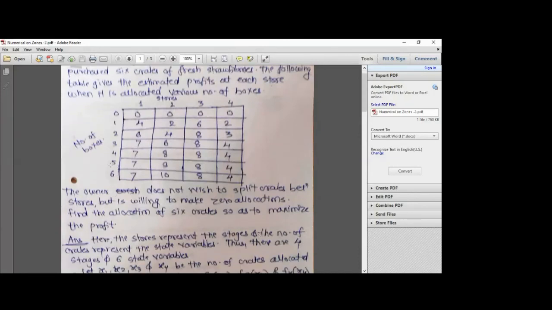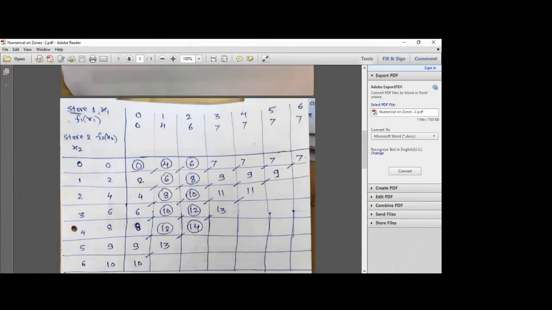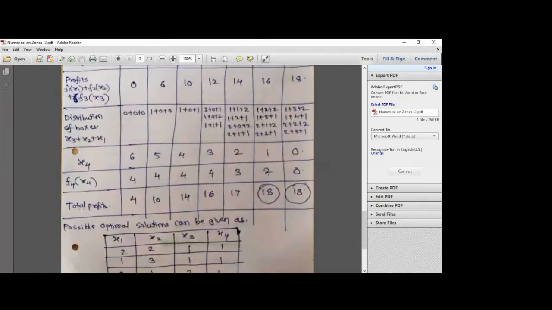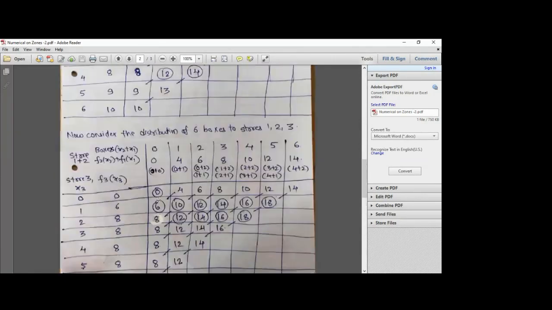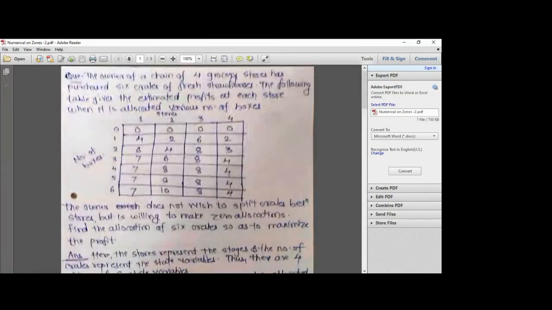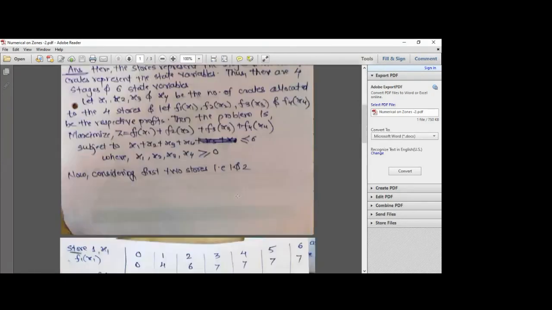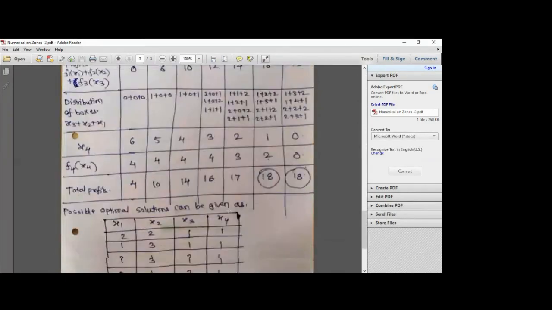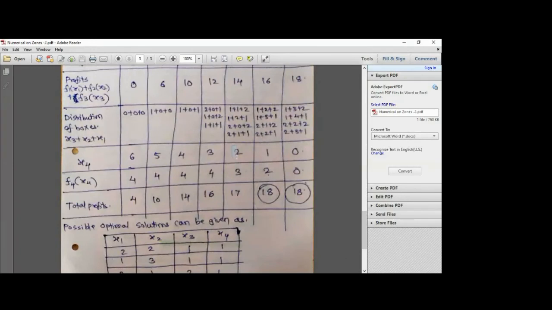numerical only. For example, for 6 you have profit as 4, right? For 2, if you are considering 2, you have the profit as 3. So all these values are taken from this only. So if it is 2, we are having the value as 3. Right? So what we are going to find out is the total profit.